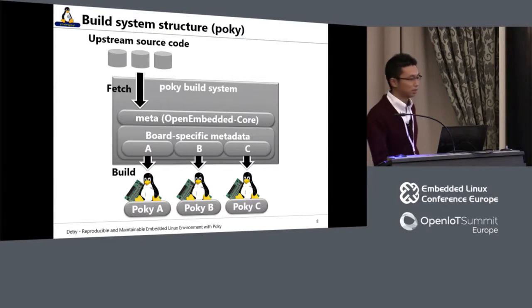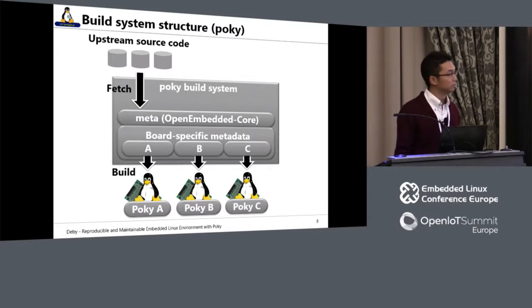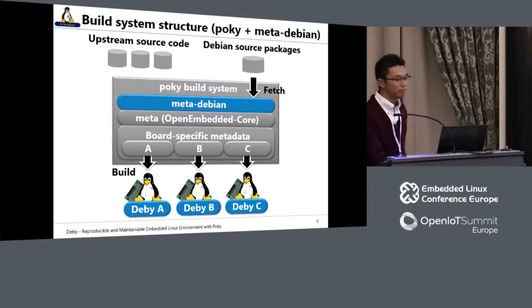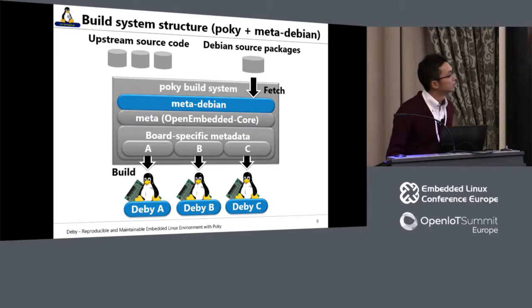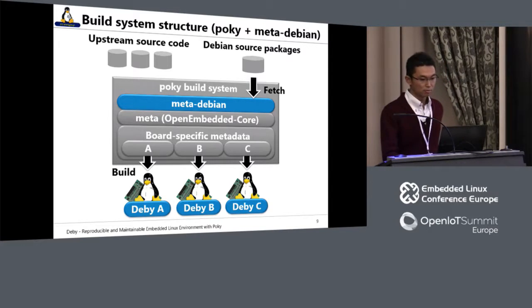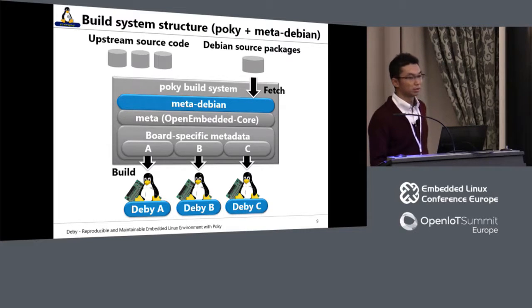This is the default structure of the Poky build system. Poky fetches upstream source code and builds the Linux images for the target hardware. When we enable Meta-Debian with Poky, Poky fetches Debian source code instead, then builds the Linux image called Deby for the target hardware in the same way.